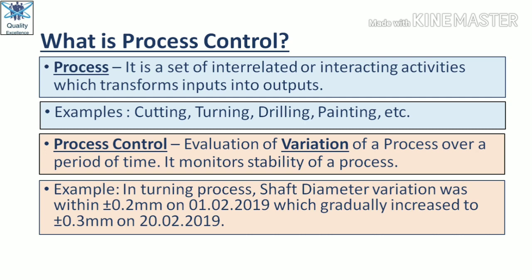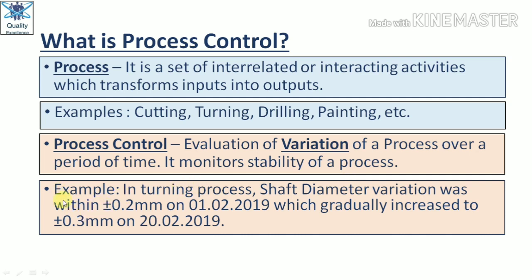So over a period of time, whatever the variation is within the process, evaluation of that is known as process control. And basically it monitors stability of a process. If you want to know more about the variation, I have already posted a video on SPC. You can find here there will be an I card. You can click on that and it will divert you to my video of SPC. So basically process control monitors stability of a process.